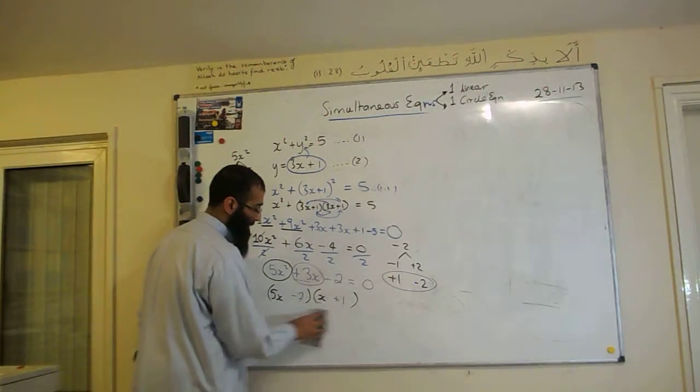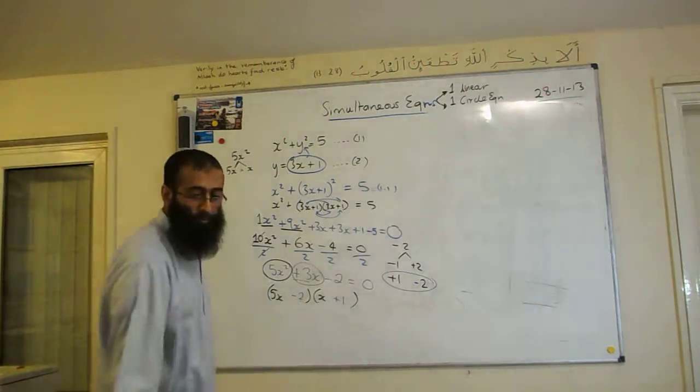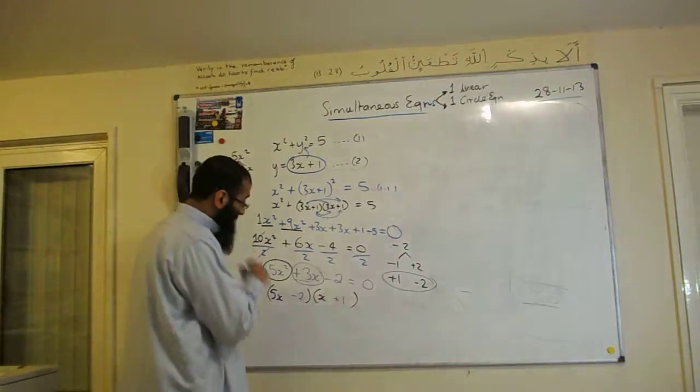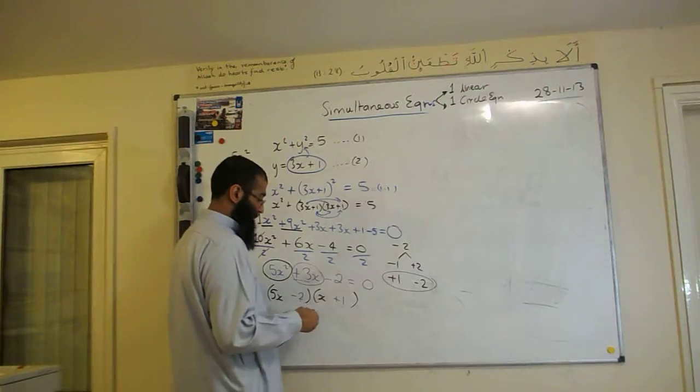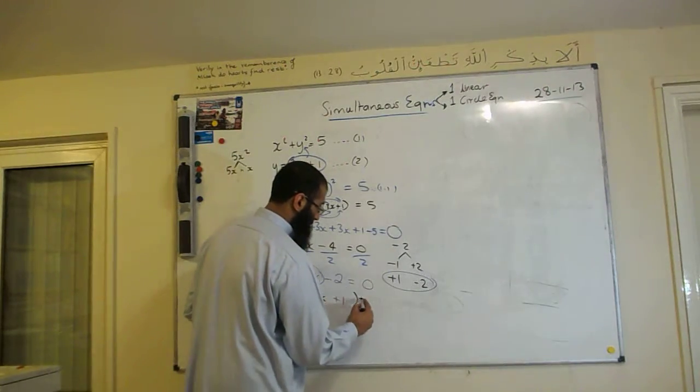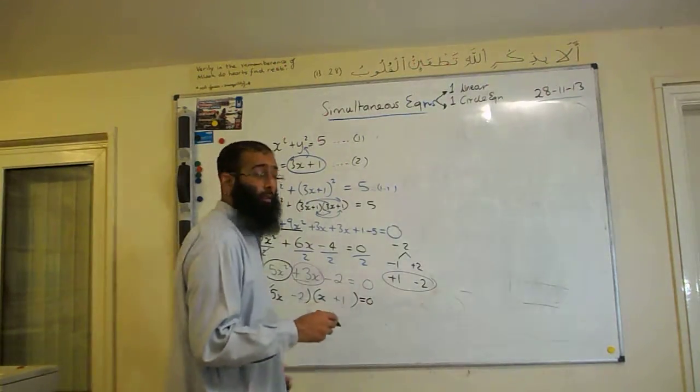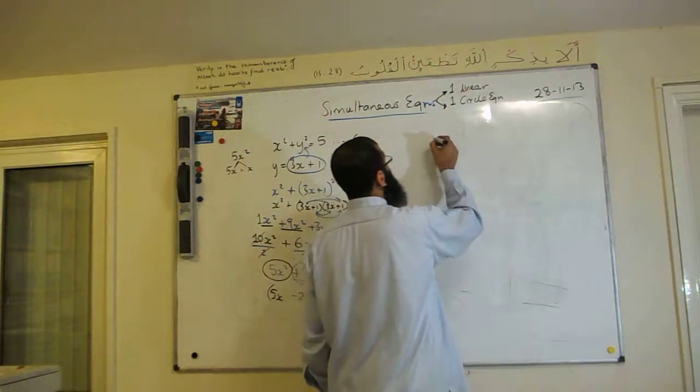Let's get rid of these. Now we need to solve these. We have 5x minus 2, x plus 1 is equal to 0. Okay, so we're going to carry on over here.